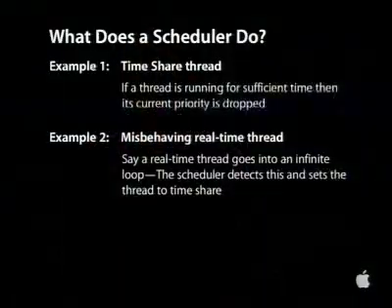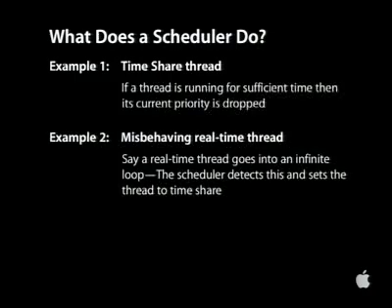So in a timeshare thread, once the thread has run for sufficient quantums, we will drop your priority. That is an example of what the scheduler does. Dropping your priority isn't really a bad thing. It's only sometimes bad if you need that much CPU power, and the user launches another task, and then your thread will fall out. Well, the user did launch that other task.